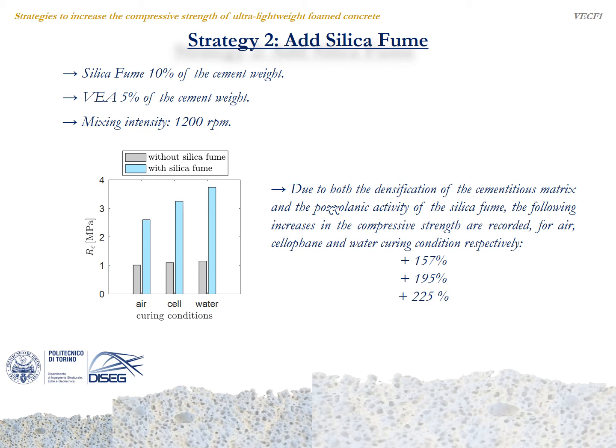The comparative histogram shows a significant increase in the compressive strength of ultra-lightweight foamed concrete in all the curing conditions analyzed. In particular, there is an increase of about 157, 195, and 225% for air, cellophane, and water curing condition, respectively.